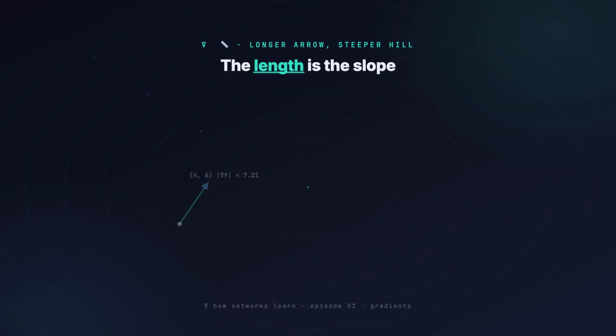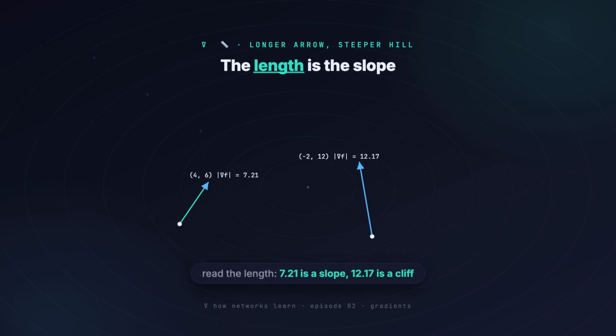Plug in our toy point (2, 1). The partials are 2 times 2 and 6 times 1. So the gradient is (4, 6). And its length is the square root of 16 plus 36, about 7.2. At (1, 2), it's (2, 12) with length over 12, much steeper, because that 3 on the y term makes the surface stiff in the y direction. The numbers tell you the terrain without ever drawing it.